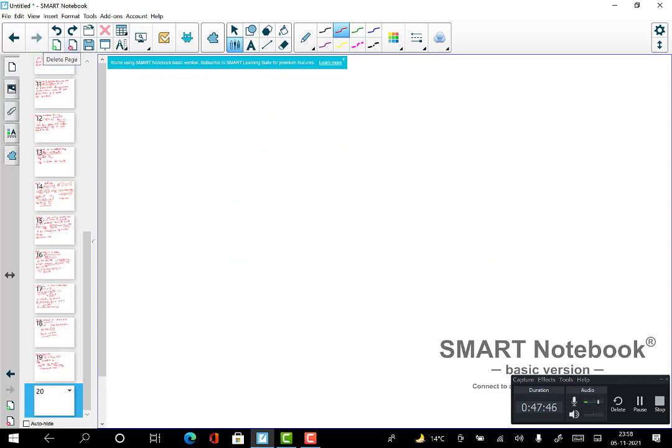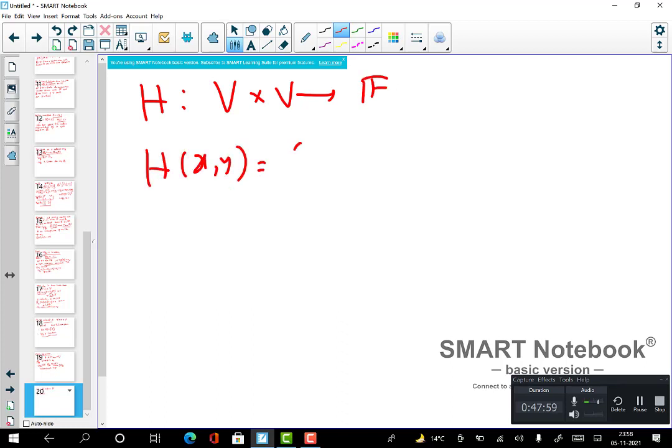So if this is the coordinate map, then with the help of that coordinate map and the given basis you can define a new bilinear form. What is that form? H from V cross V to F, I define H of x comma y by the coordinate vector of x, transpose, then A, and then the coordinate vector of y.